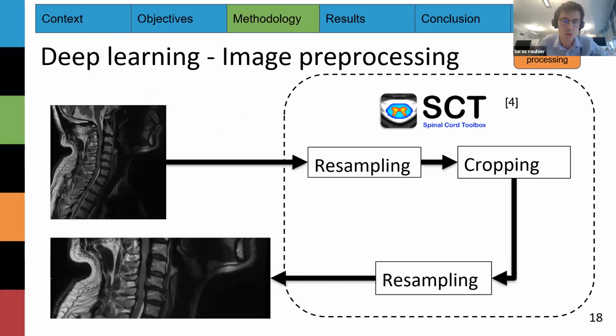Our images were preprocessed using the Spinal Cord Toolbox. Basically, we took our original images and resampled them so that they all had the same physical distance. We cropped them to reduce the amount of external information and keep only the information that pertains to the compression area. Then we resampled them to make them more precise and maybe increase the network performance.